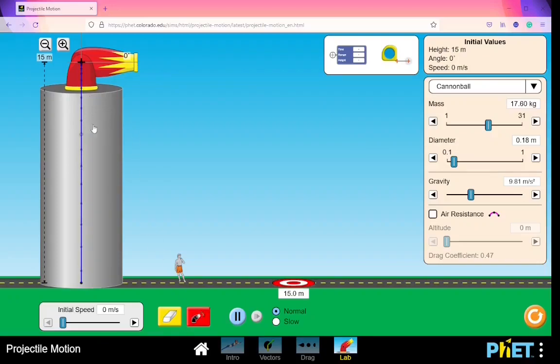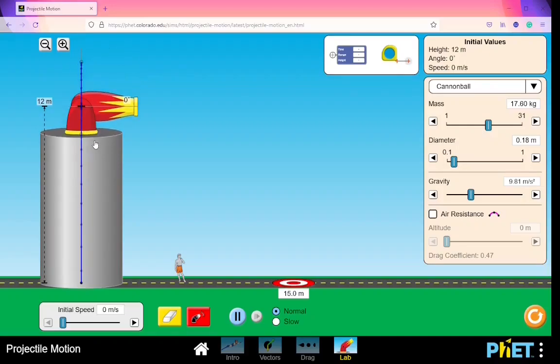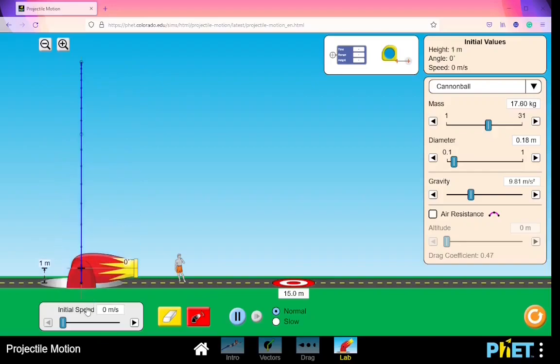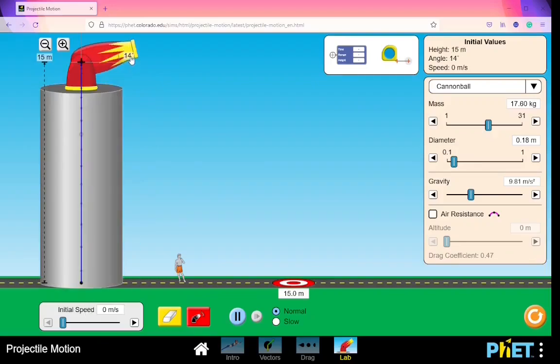And here I can drop it from this height of 15 meters. I can drop it from a height of 15 meters all the way down in 1 meter steps, all the way down to a height of 1 meter. And actually notice that the initial angle wouldn't even matter. I could put it at whatever angle I want. The initial speed is 0 and the initial angle won't matter.